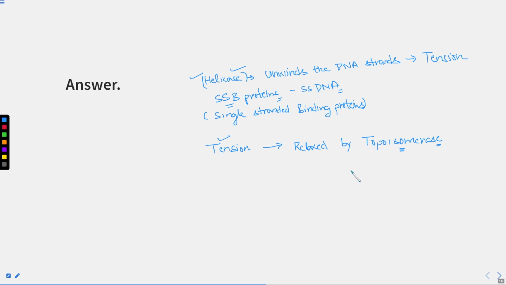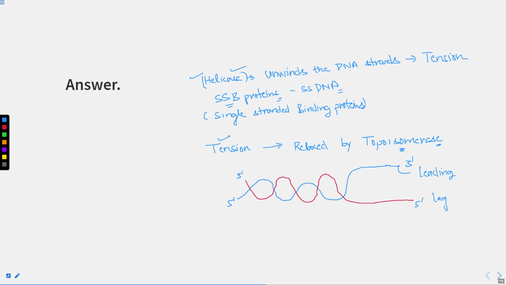So here is how a replication fork looks. Suppose this is a replication fork. This is one strand of DNA, and this is another strand of DNA. Here this is the leading strand, which has the polarity from 3' to 5'. This will be the lagging strand, which will be from 5' to 3'.